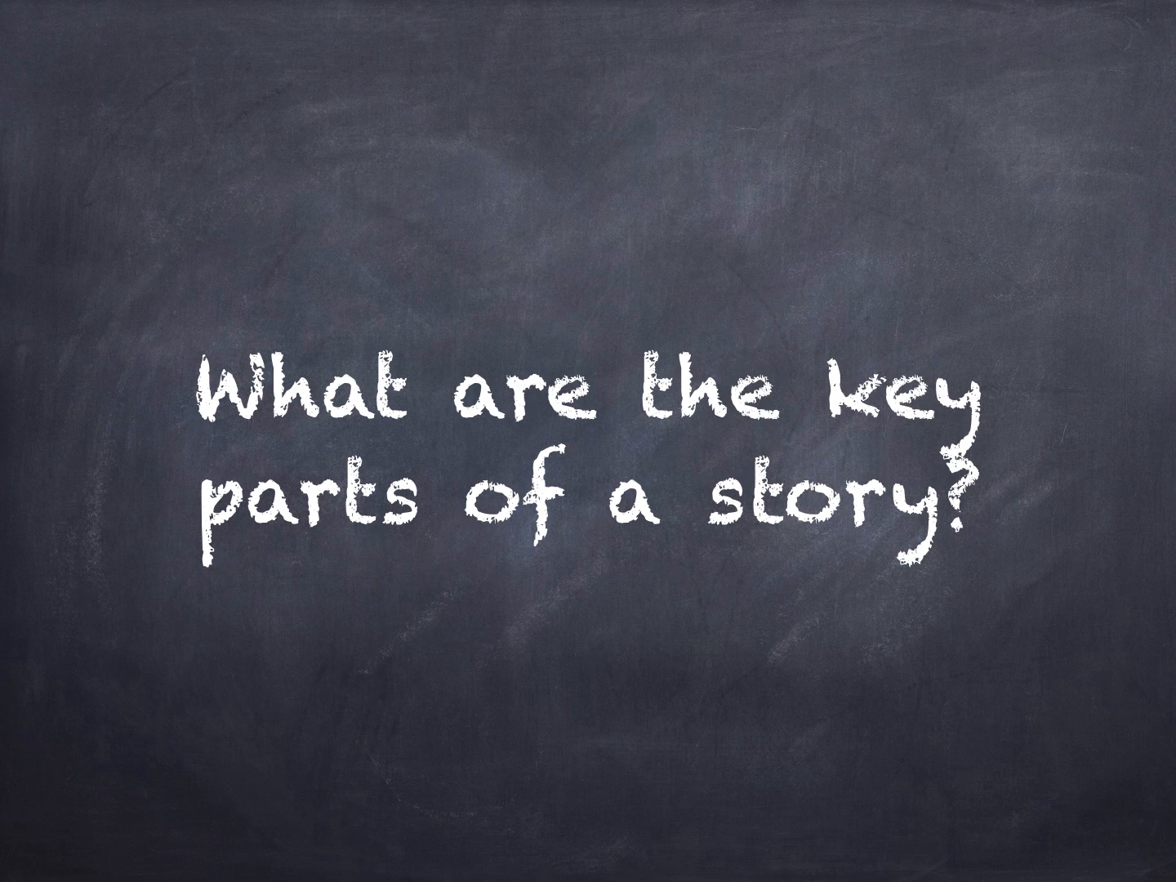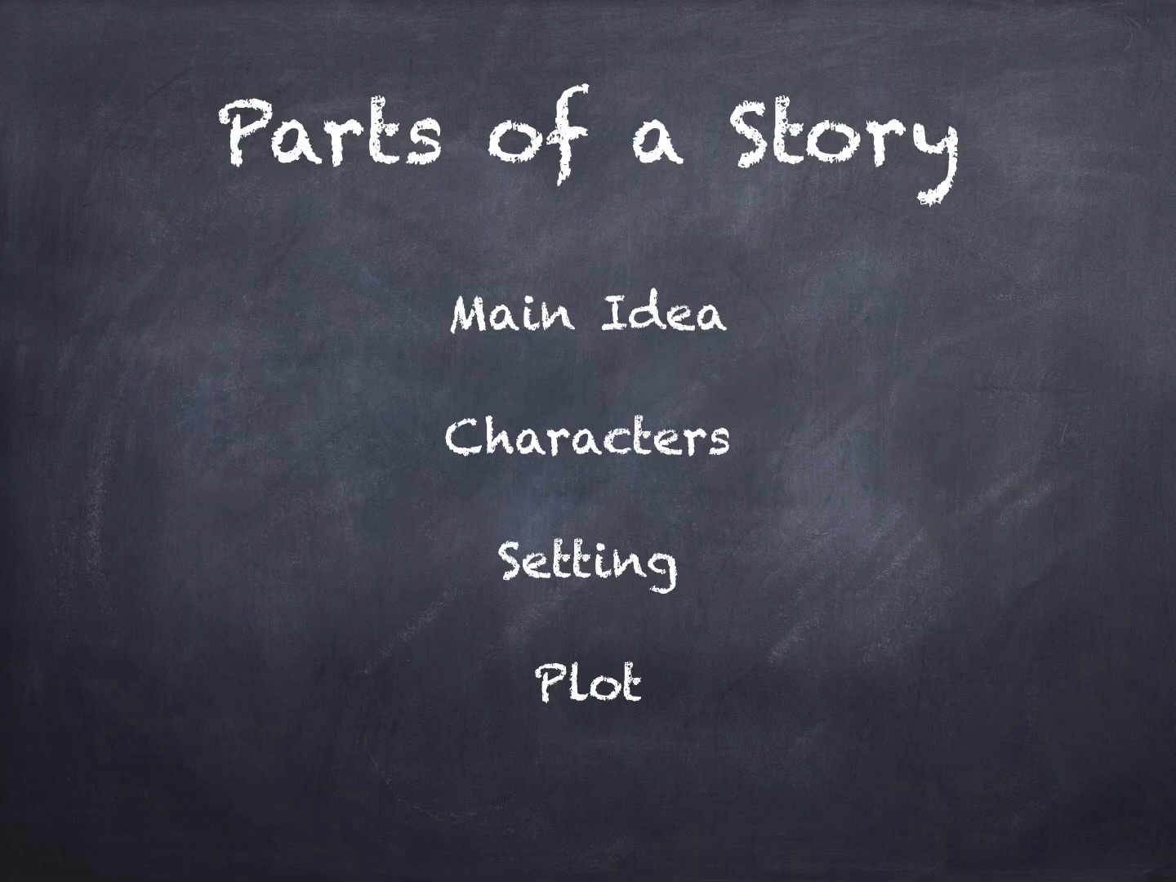Now that we have learned the key parts of a story, can you list them all? As a review, the parts of a story include the main idea of the text, the characters within the story, the setting in which the story takes place, and the plot of a story. All of these things come together to create a well-developed story and can be identified in every story.